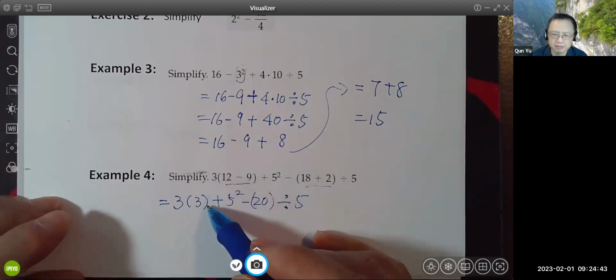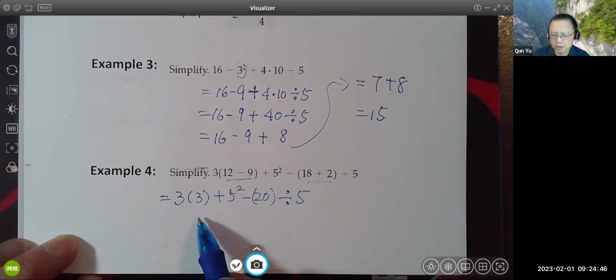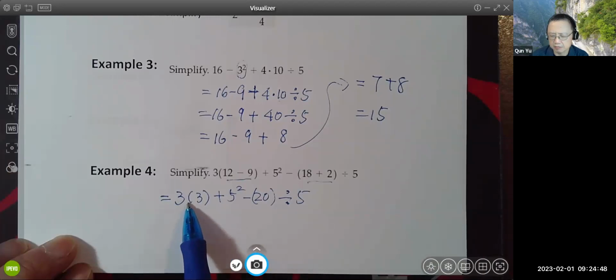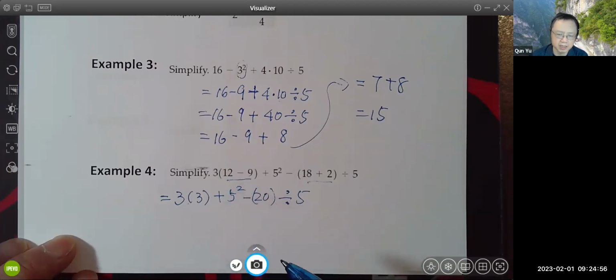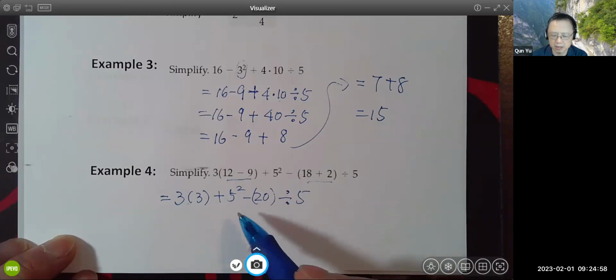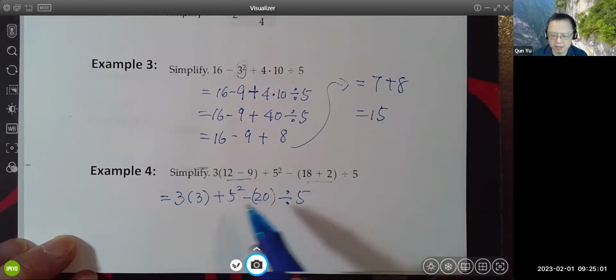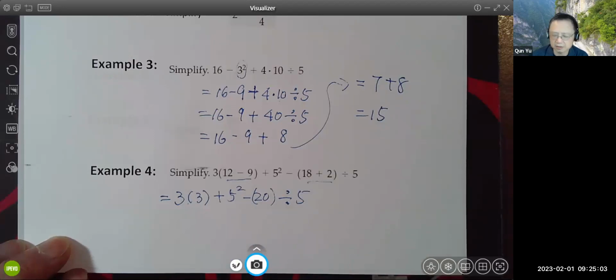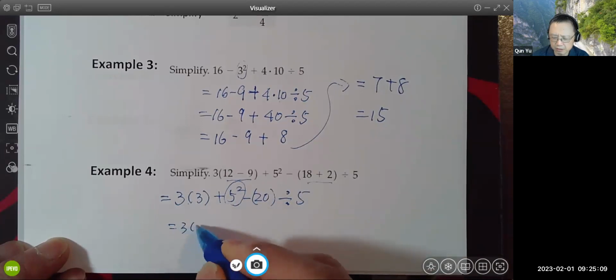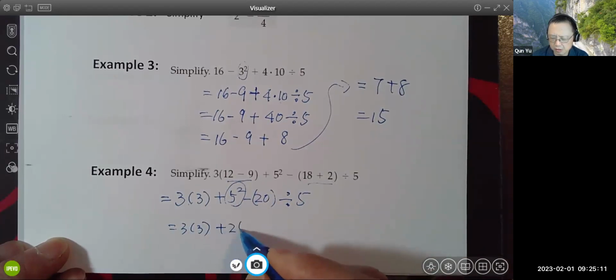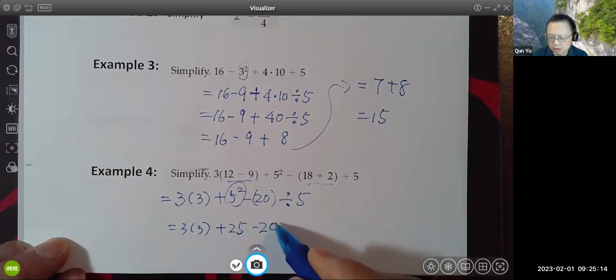I do multiplication. Now look at what kind of operations we have. We have multiplication in here. We have division in here. We have plus and minus, but we also have this exponential operation. We do the exponential operation first because it has higher priority than multiplication, division, and plus and minus. So this one gives us 25. So I copy everything else. Minus 20. And again, I don't need parentheses because this is a single number divided by 5.